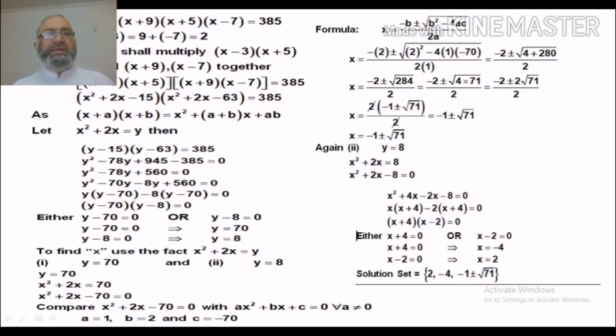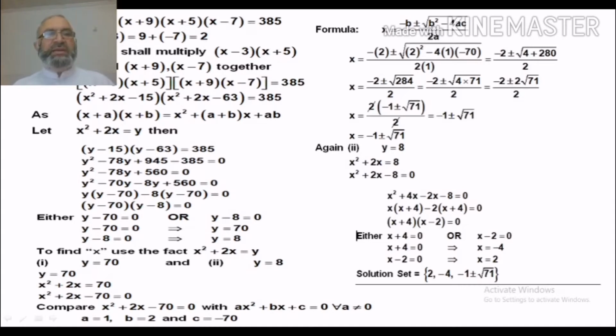So the method to reduce this equation into quadratic form is combining two factors such that the sum of their constants is equal to the sum of the constants of the next two factors. For example, if we add minus 3 and plus 5, we get 2. Similarly, plus 9 and minus 7, we get again 2.